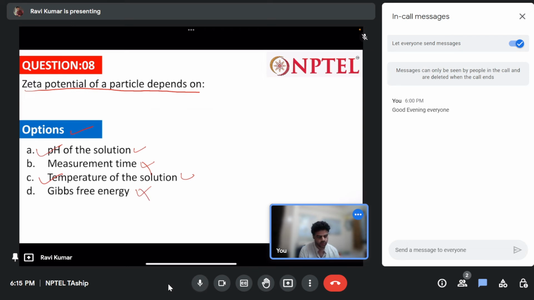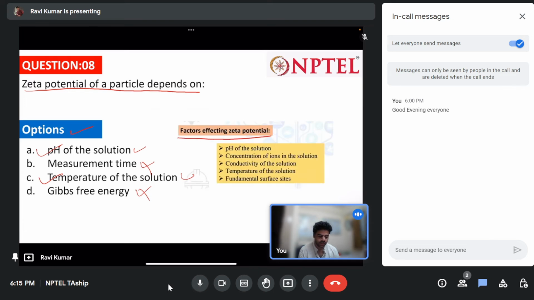No. Here also you can see the factors affecting zeta potential are pH of solution, concentration of ions in the solution, conductivity of the solution, temperature of the solution, or fundamental surface size. So among these, pH and temperature are in the options. So option A and option C are the correct answer here. So for this question, A and C.